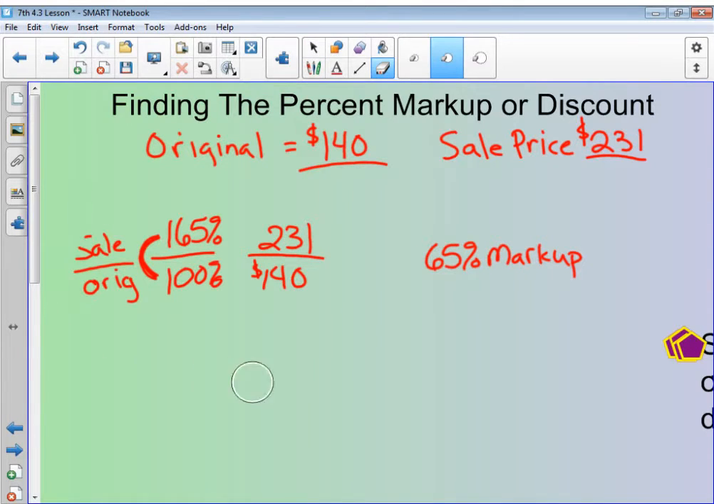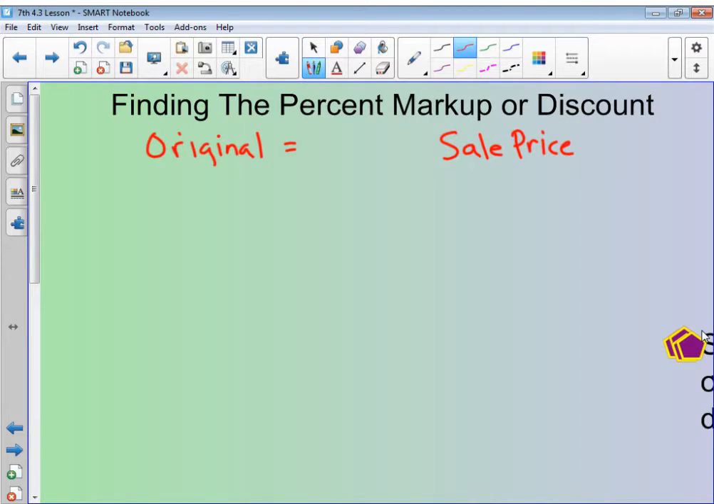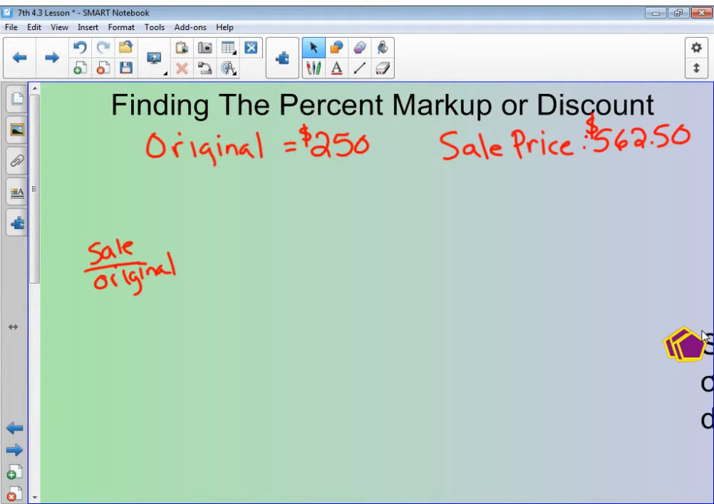Okay, so I'm going to give you one more. And this one I want you to try on your own. So let's say we originally paid for, we'll say it was a necklace, $250. And we're going to sell that for $562.50. I want you to go through and find the percent markup. Remember, it's always your sale price over original. And if you want to use proportions, you can. Otherwise, you can set it up as a fraction and then change to a percentage. So go ahead, pause your video, and work your way through this one.